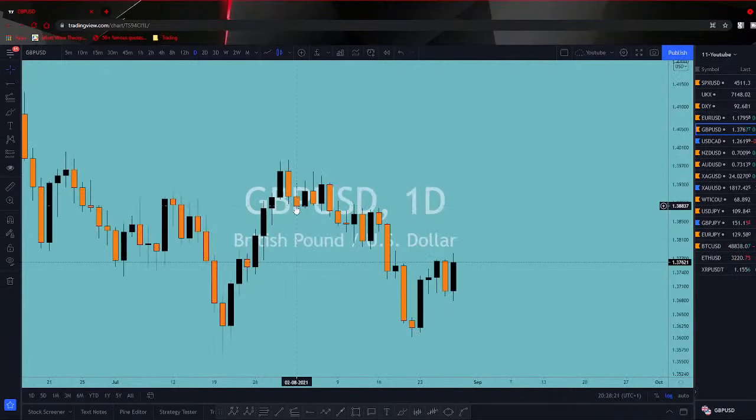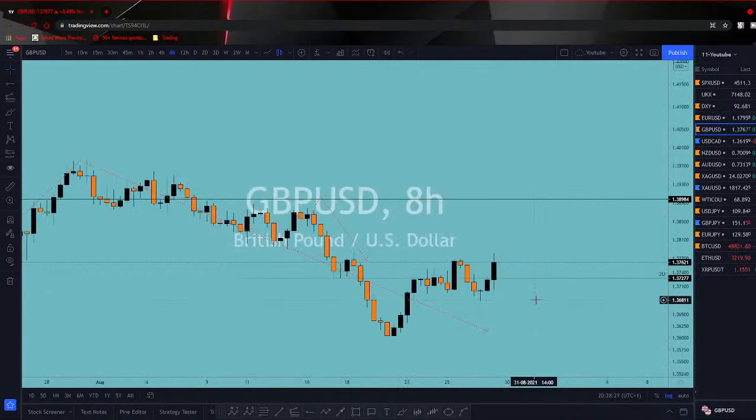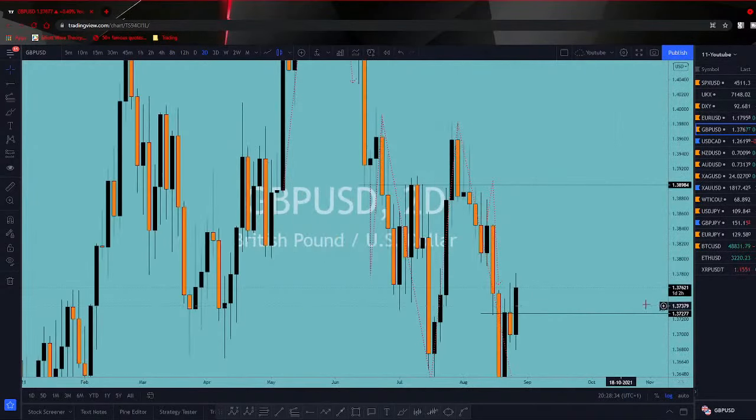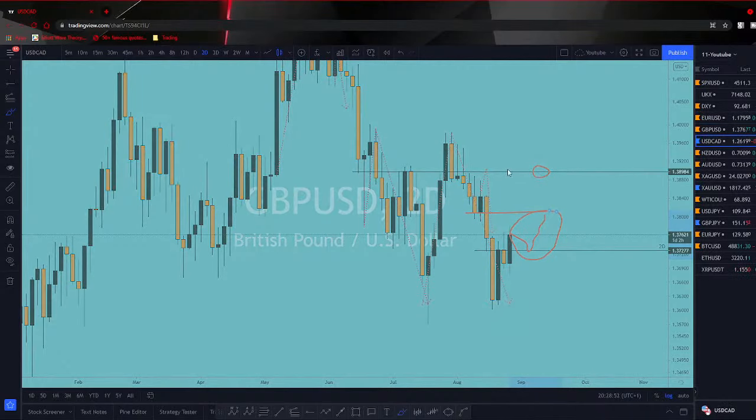Pound, looking for more upside. If we check the 2-day candle, looking for a retracement towards this candle and potentially around these areas. So we'll be trading this range for the upcoming week.